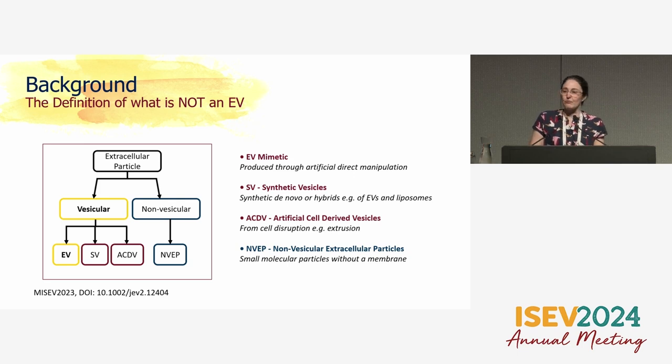But we also have a range of other vesicle types that can be formed synthetically or as mimetics: EV mimetics, SVs, synthetic vesicles, and ACDVs, artificial cell-derived vesicles formed from cell disruption. And then on the flip side, on the other arm of this family tree, still under extracellular particles, we have these non-vesicular NVEPs. There's going to be a test on this later, everybody, so I hope you're taking notes.